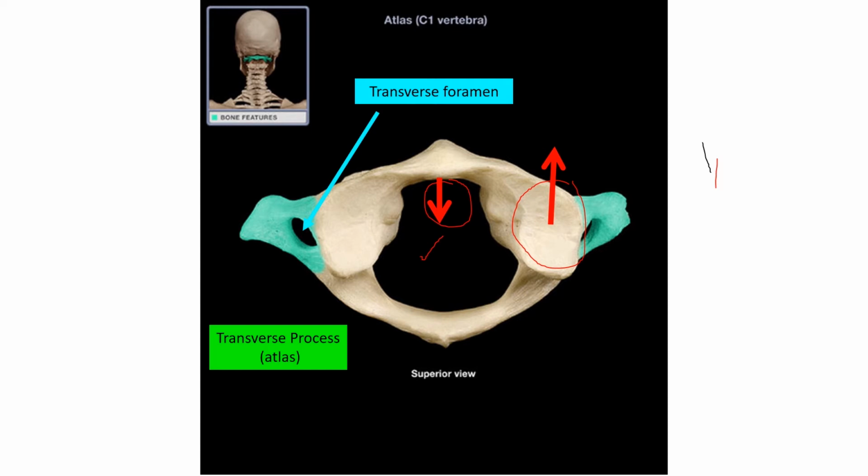And the arrow in the middle is a place where there is a structure which is going to sit in this area, coming from C2, the axis vertebra, and the atlas and the axis will be attached to each other through this process.